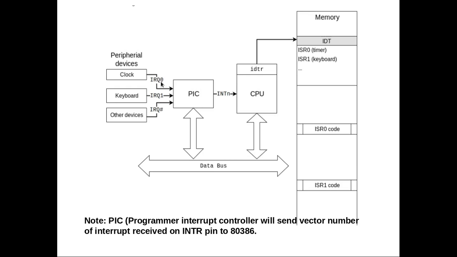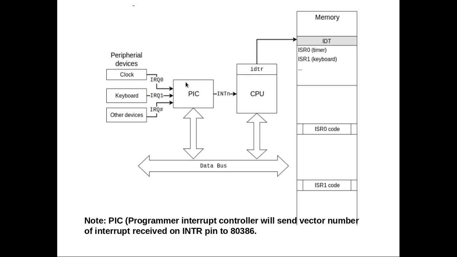So this is the IRQ0 line. What will the PIC do? The PIC will add 32. Why 32? Because 0 to 31 is already allocated to the exceptions and the NMI. That's why the PIC will add 32. So 0 plus 32, the result will be 32. So the vector number of the interrupt which corresponds to this clock will be 32. Similarly, what will be the vector number of the interrupt which corresponds to the keyboard? Here the PIC will add 32 to this 1, so it will be 33, and so on.